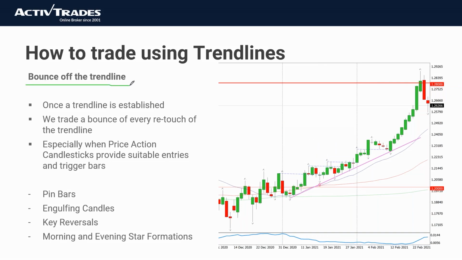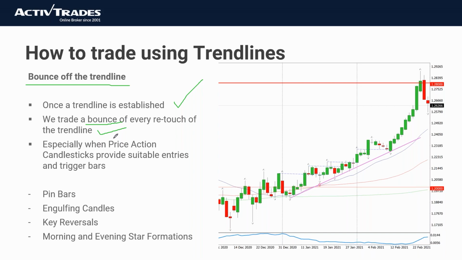So the first one is a bounce off the trend line, and what we need to see is, firstly, a trend line established. Remember, a trend line is drawn because we are seeing price moving in a trend. In this case, it's a supporting trend line because we're working in an uptrend. What we're looking to do, as the clue is in the name, is trade a bounce off every retouch of the trend line. Every time price comes down and touches that trend line, we are looking for the bounce off it.